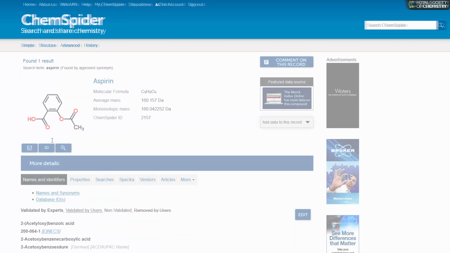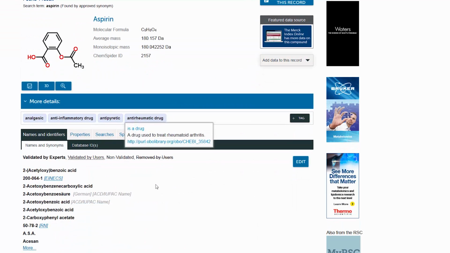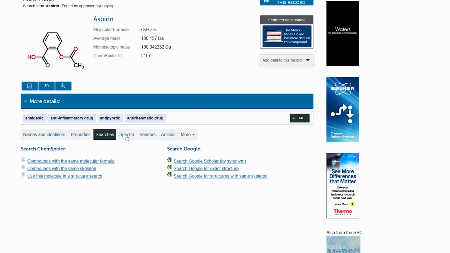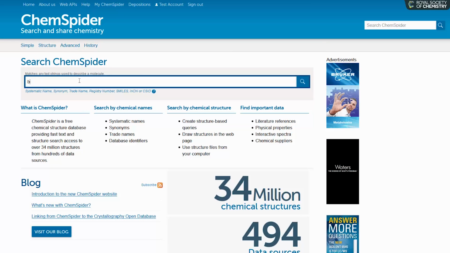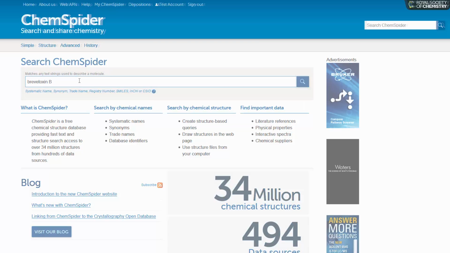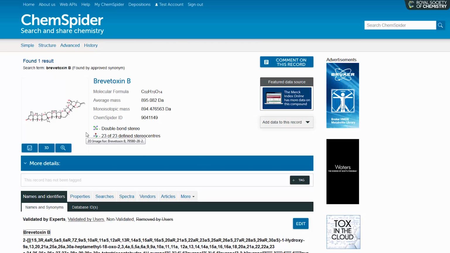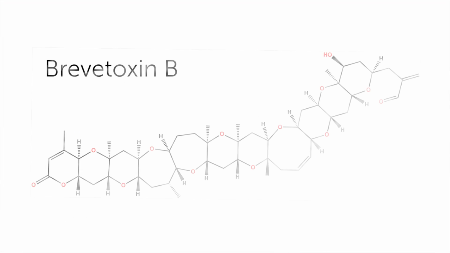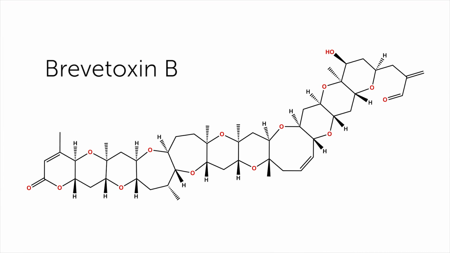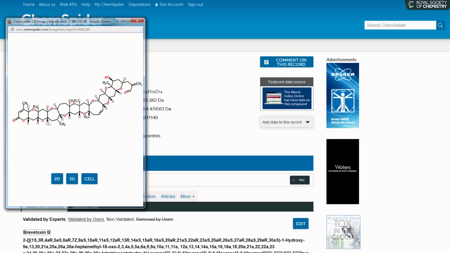We take a unique structure-centric approach to storing data. This means that all of the data on Chemspider is associated with a discrete chemical structure. This is important because as chemists we might work with complex molecules, like this one. But unless we already know it's called brevetoxin B, we wouldn't be able to work it out just by looking at the structure, and we would struggle to draw the structure correctly just from the name.